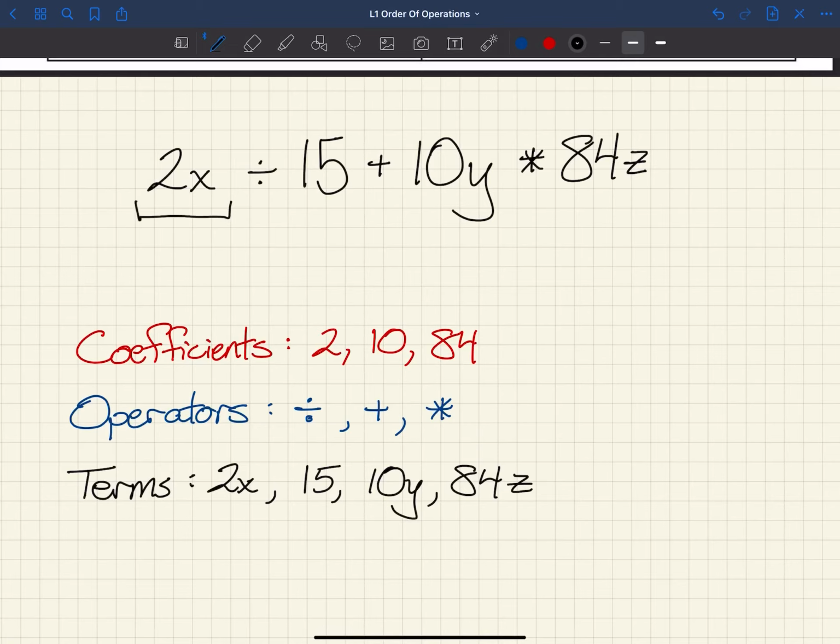That's a chunk, and then we have an operator. 15 is its own chunk, and then an operator. 10y, a chunk with an operator next to it, and then 84z on the end. All right, so that's how we can tell what the terms are. They're just the big chunky pieces separated by those operators. All right.